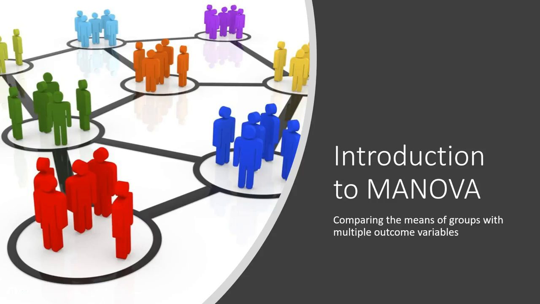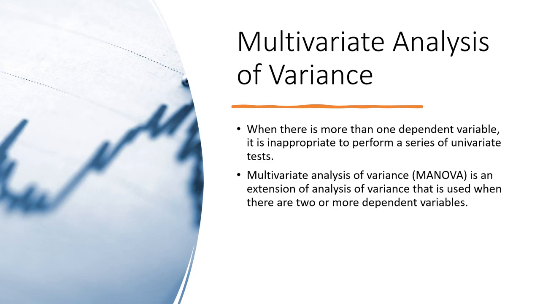So this lecture is designed to just be hitting the high points on MANOVA, but MANOVA is the multiple analysis of variance, where you're able to compare the means of groups with multiple outcome variables. So multiple analysis of variance is once again going to be used when we have more than one dependent variable and it is inappropriate to perform a series of univariate tests.